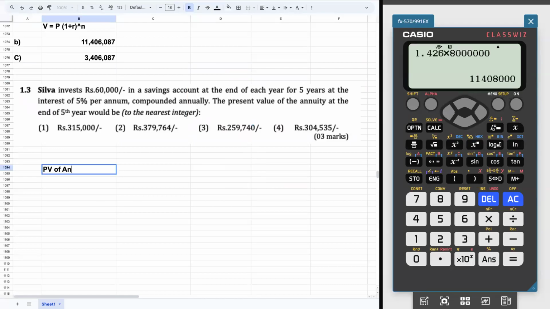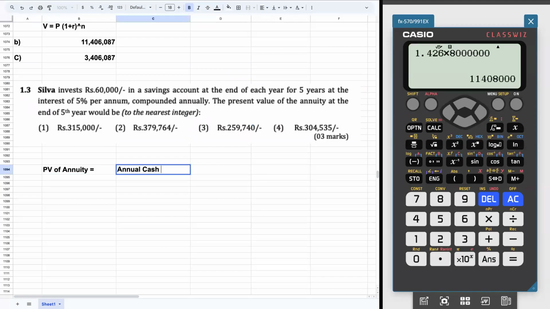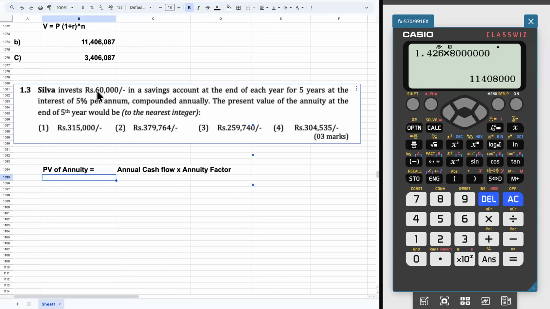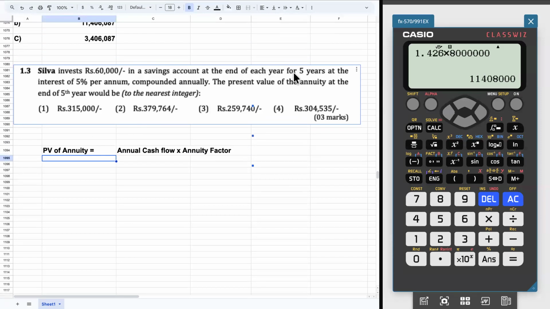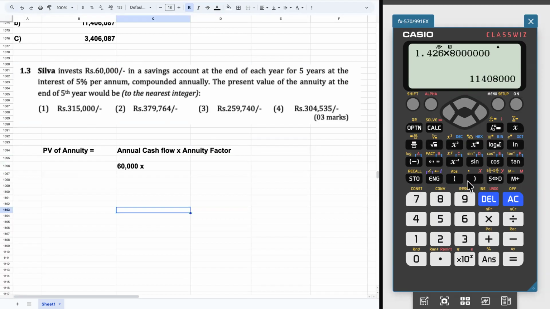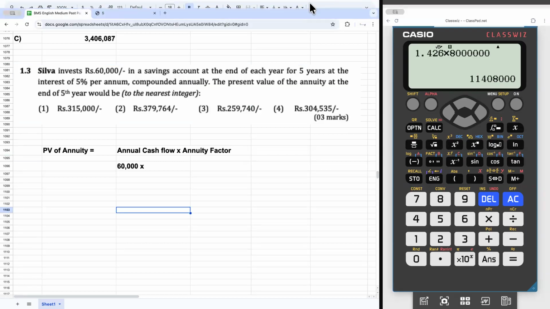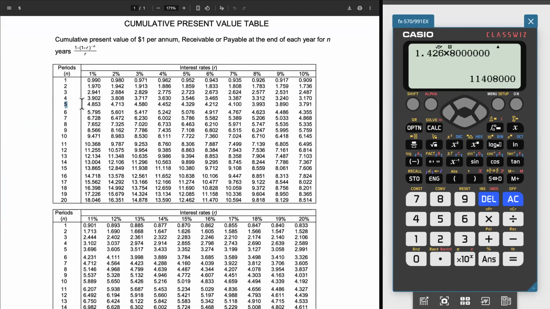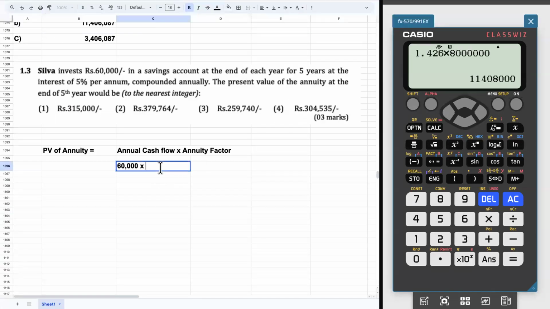Can you remember the present value of annuity formula? Always annual cash flow times annuity factor. So the annual cash flow is 60,000 and we have to find out the annuity factor. For that, we can use either the formula or the table. So here 5 years, 5%. Simply we will use it. 5 years, 5%, here 4.329. So 4.329.